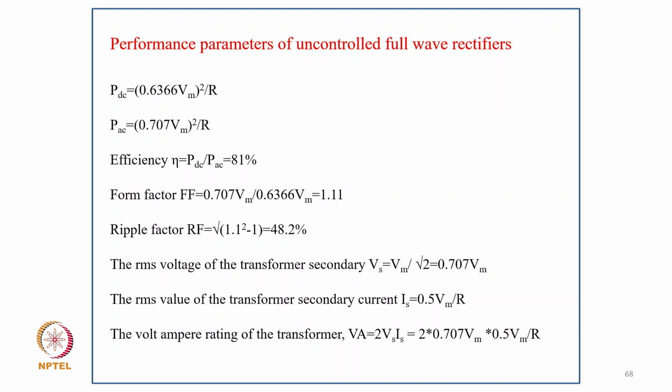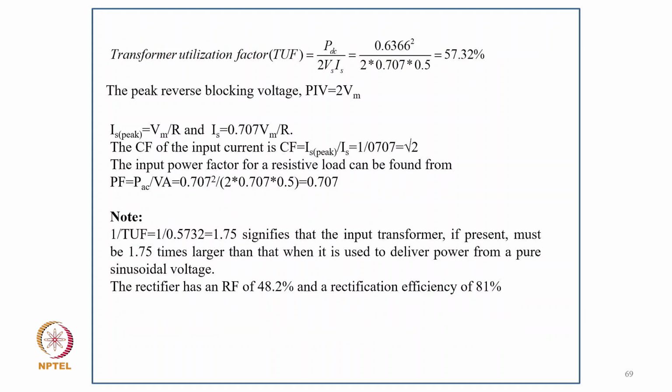and the volt ampere rating of the transformer VA equal to 2 Vs Is equal to 2 into 0.707 Vm into 0.5 Vm upon R, and the transformer utilization is PDC upon 2 Vs Is, so that becomes, putting values, 57.32%. And the peak inverse blocking voltage PIV equal to 2 Vm, and Is peak equal to Vm upon R, and Is equal to 0.707 Vm upon R.